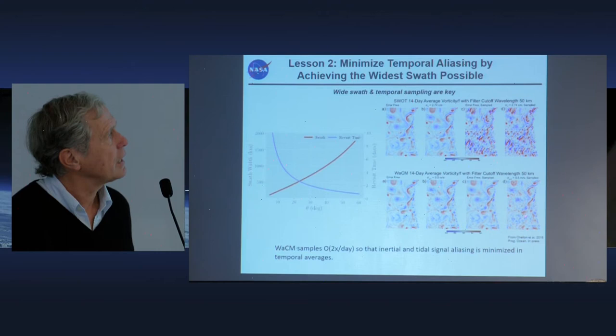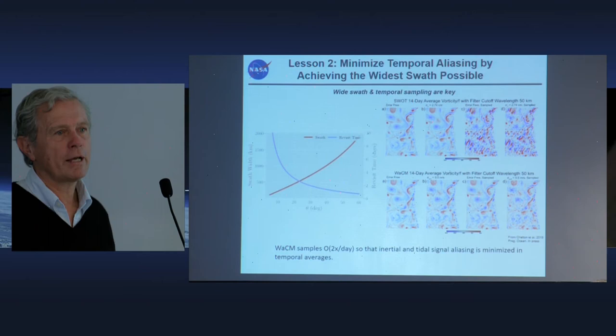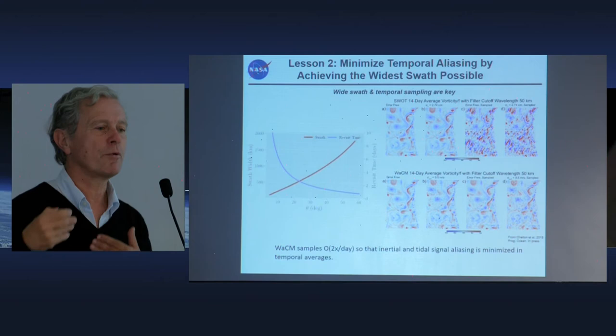One of the things that we need to really worry about is inertial signatures and tidal signatures. And so that's why in the WaCM model, we try to go to twice per day, or something like twice per day. So when we take temporal averages, those signatures tend to average out, and we sometimes resolve them.